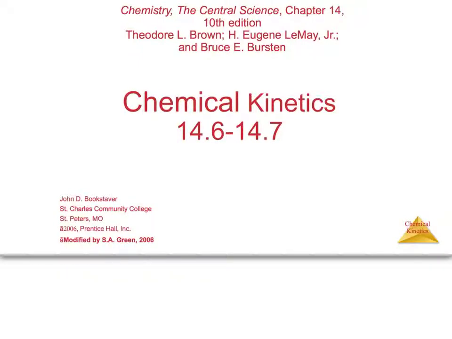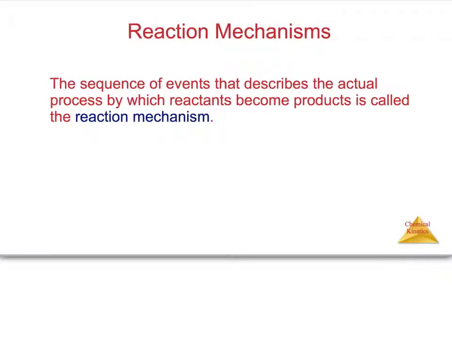Okay, chemical kinetics 14.6 to 14.7. So reaction mechanisms. This is going to be the sequence of events that describes the actual process by which reactants become products. So we're looking at the steps that are happening in order to get us our final products in a reaction.